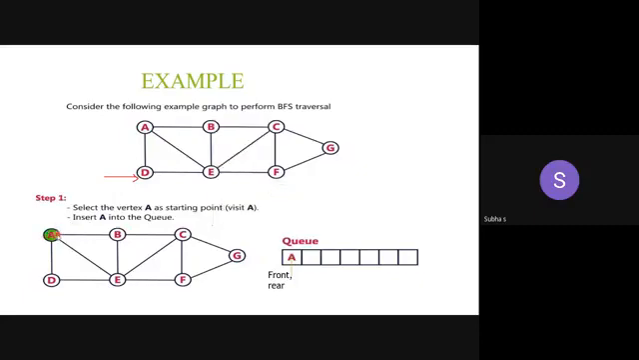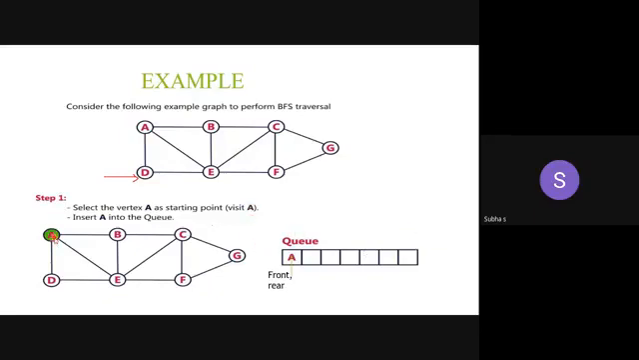So this is my initial vertex. Select the vertex A as the starting point. Initially, all the nodes are not visited, so they are marked as 0. They are treated as 0. Once it is visited, you have to make it 1, or you can color it. You can make it a different color. And also initially your queue is empty.